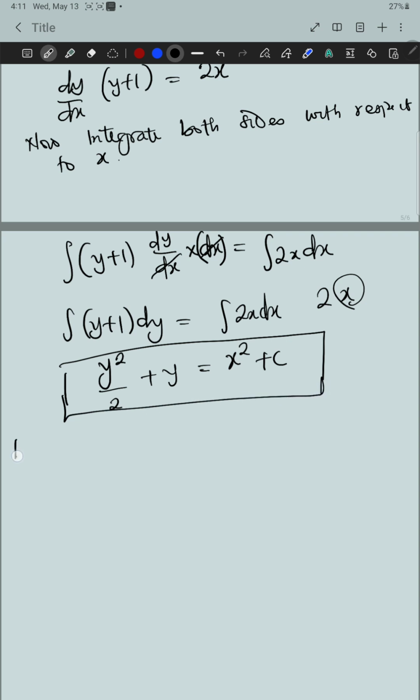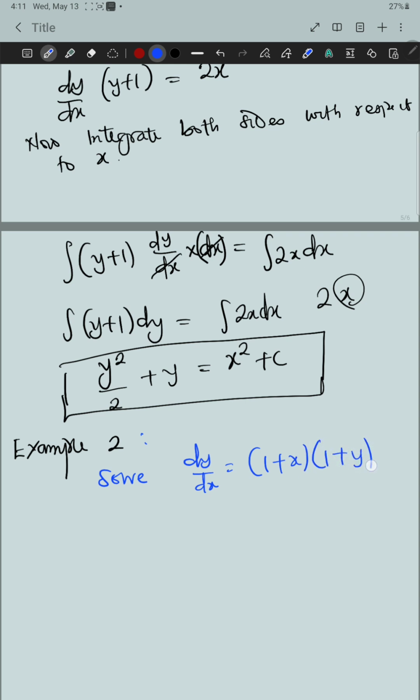Let's look at another example quickly. Example 2. It says solve y dx is equal to 1 plus x into the bracket of 1 plus y. Did you see that? 1 plus x into the bracket of 1 plus y. So what do we do?